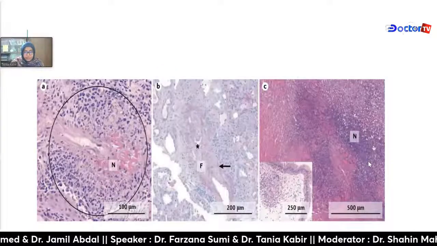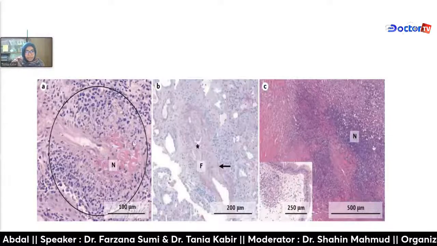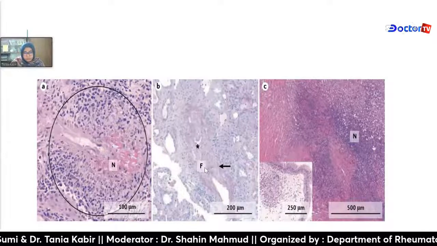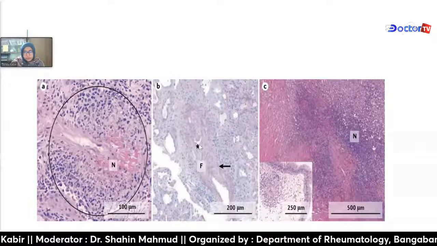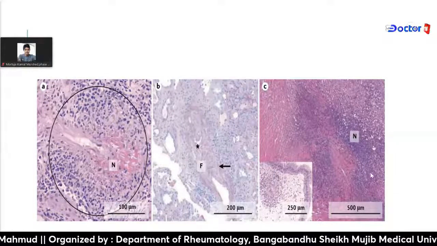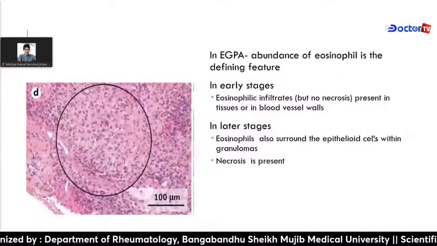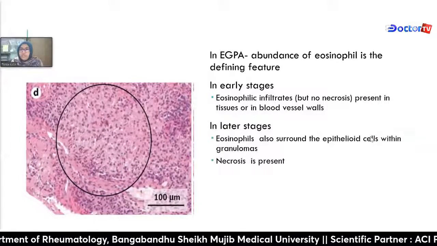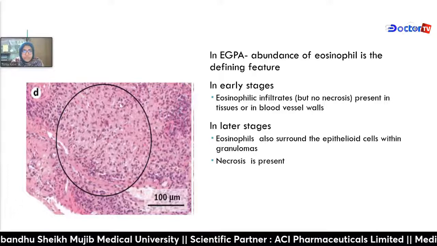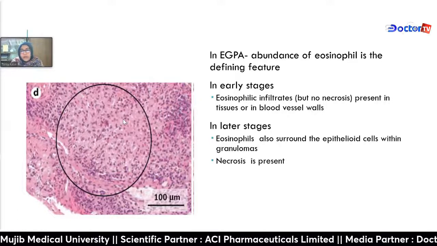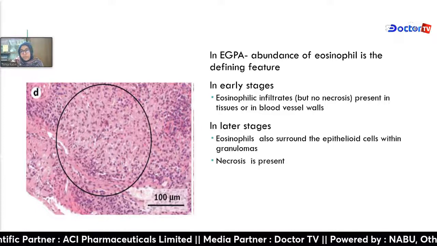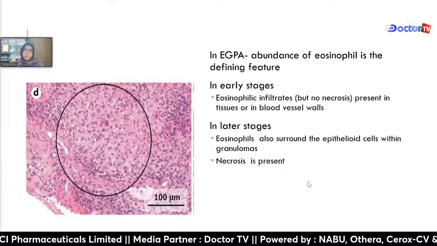These are the histopathology slides where you can see in the acute case there is necrosis. In the chronic case there is narrowing of the lumen and there is fibrosis, and there is geographic necrosis. In EGPA, abundance of eosinophils is the defining feature. Here in this slide, you can see the eosinophilic infiltrates. In the early stage, there will be no necrosis. In the later stage, the eosinophils will surround the epithelial cells within the granuloma and necrosis will be present.